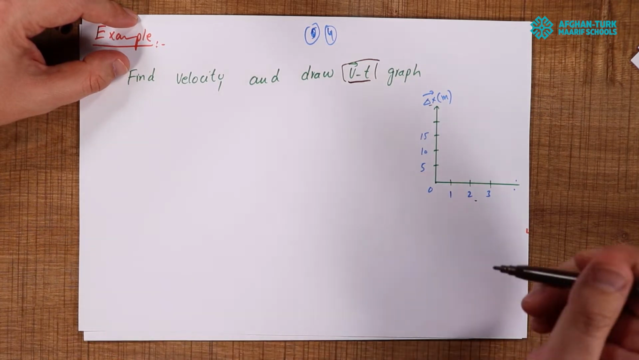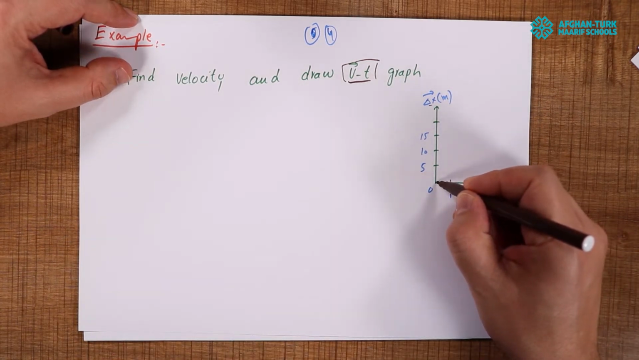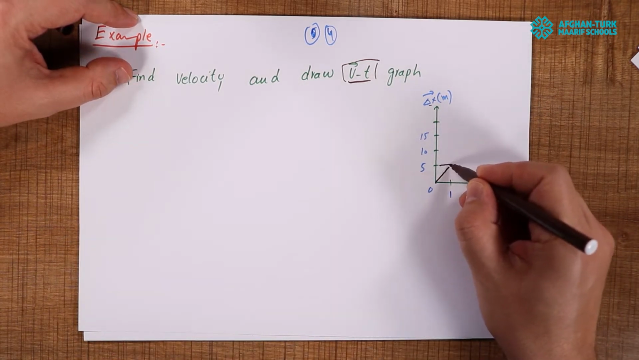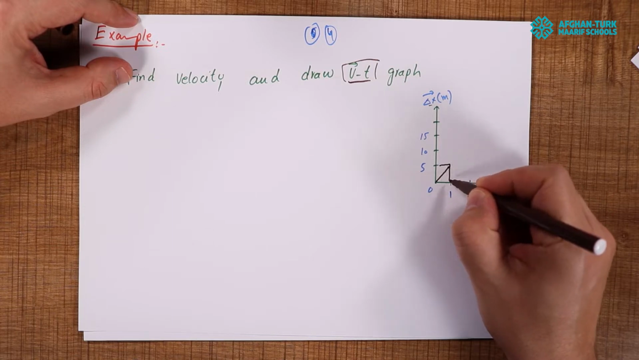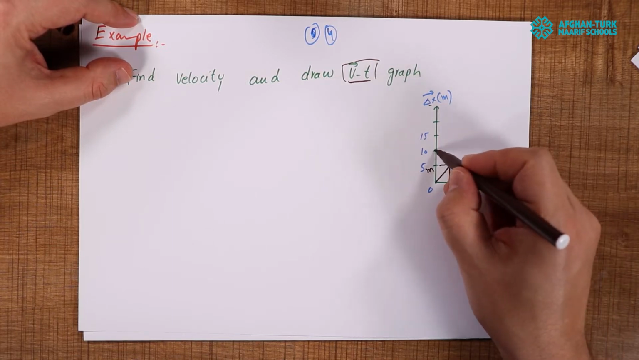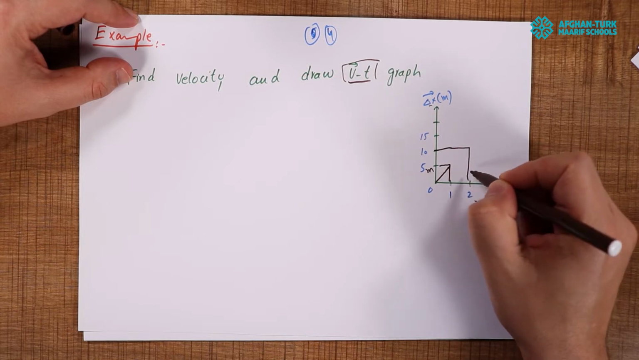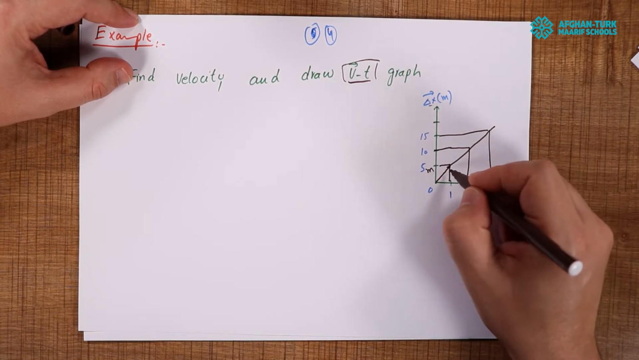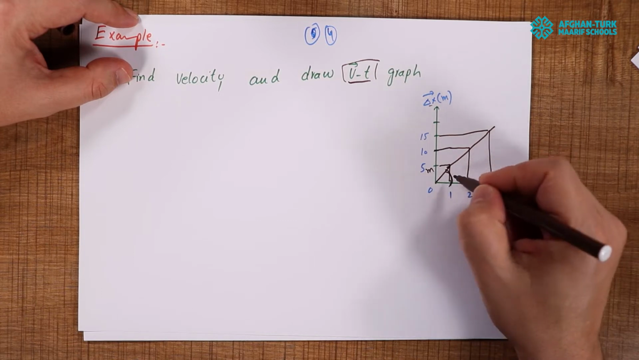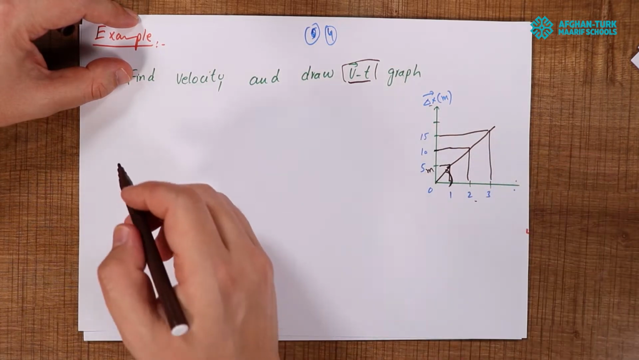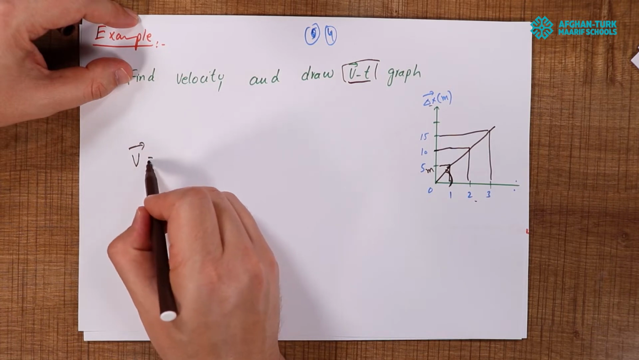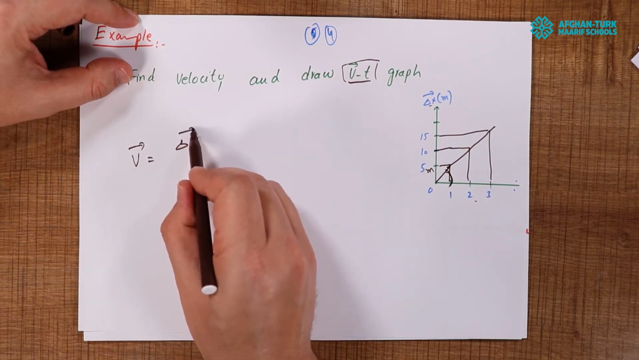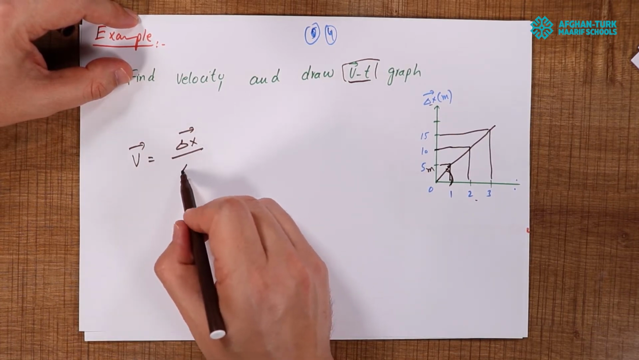Let's see how. In the first second, they cover 5 meter, in the second second they covered 10, and in the third they covered 15. So if we join these, it gives us the slope. This slope gives us the velocity. Now this velocity is equal to delta x divided by delta t.